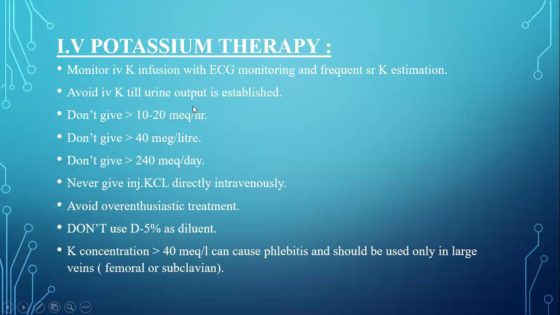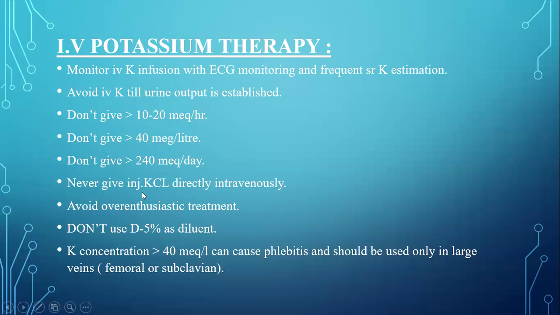IV potassium therapy is used in emergency situations in severe hypokalemia or when the patient is unable to take orally. But these are the guidelines for IV potassium therapy. We have to monitor IV potassium infusion with ECG monitoring and frequent serum potassium estimation. Avoid IV potassium until urine output is established. Don't give more than 10 to 20 milliequivalent per hour. Don't give more than 40 milliequivalent per liter of IV fluid. Don't give more than 240 milliequivalent per day.